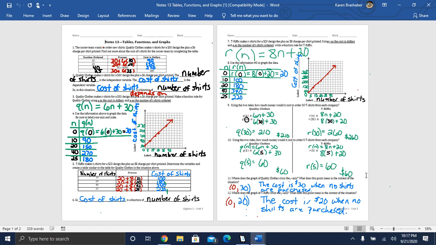So it looks like one of them might be lower to start with, but it doesn't take very long for the quality clothes cost to become less than the terrific cost. So good luck with your homework today. You'll be having to fill in several tables and graphs and answer questions about what's going on with the situations that those tables, graphs, and functions are describing.